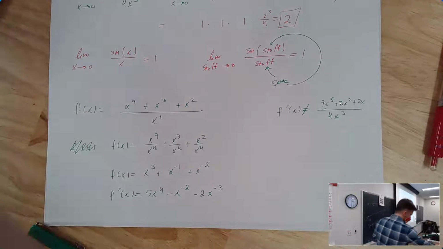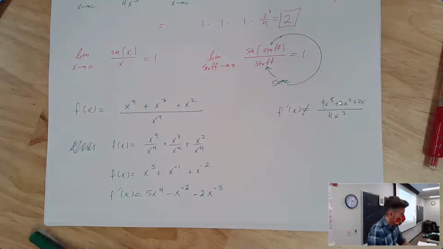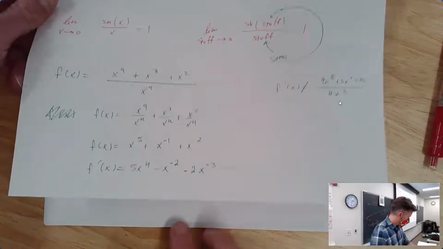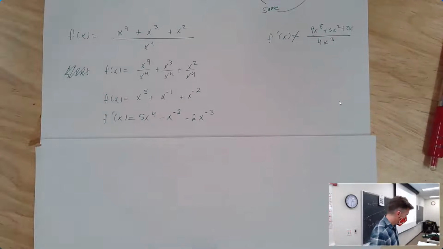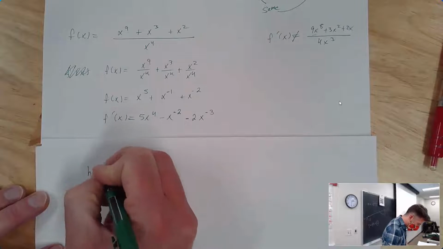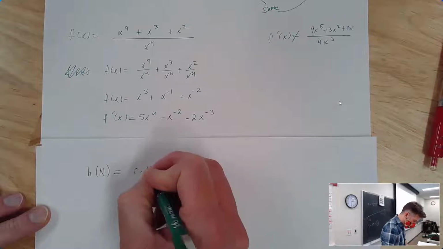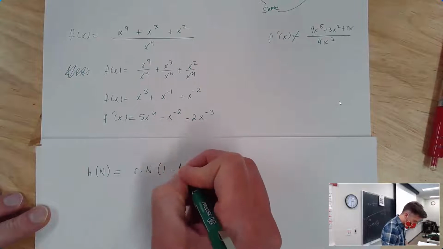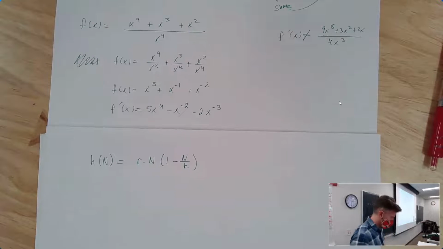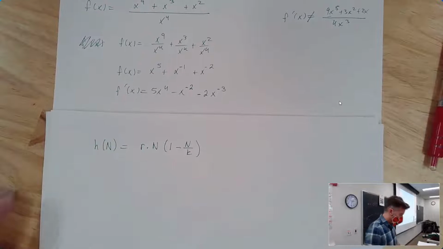Okay. Questions, concerns, comments? Let's look at another. Let's say I have this function. H of n is r times n times 1 minus n over k, which is a function you might have seen already. You might not have. You probably will eventually if you haven't already. And I want to find the derivative.